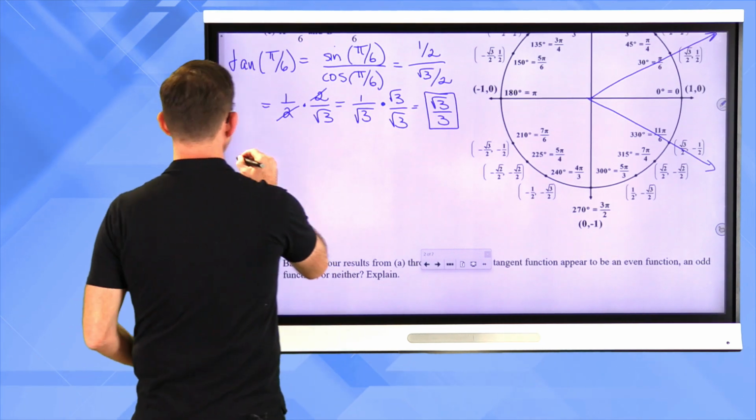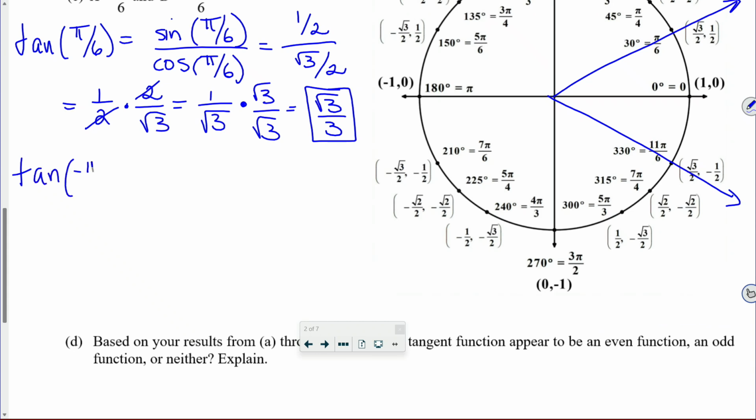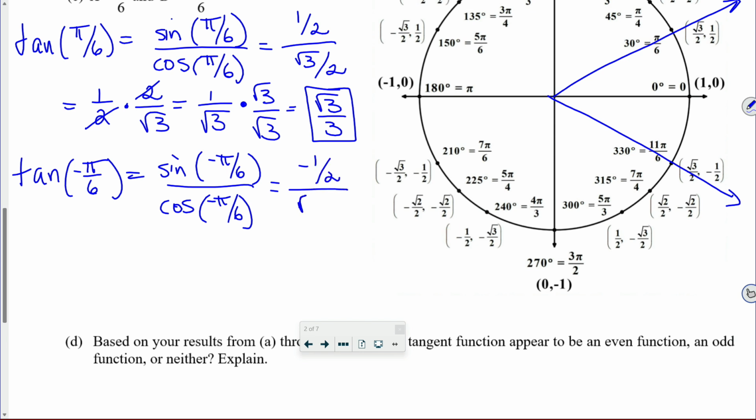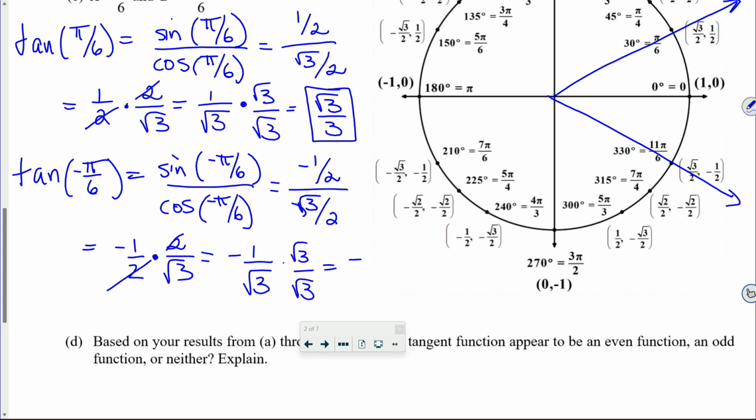Tangent of negative pi over 6, you're probably not going to be surprised by this one, will be the sine of negative pi over 6 divided by the cosine of negative pi over 6, which will be negative 1/2 divided by positive root 3 over 2. That will be negative 1/2 times positive 2 over root 3. Yet again, the 2's cancel. I get negative 1 over root 3. When I rationalize, yet again, I will get negative square root of 3 over 3.